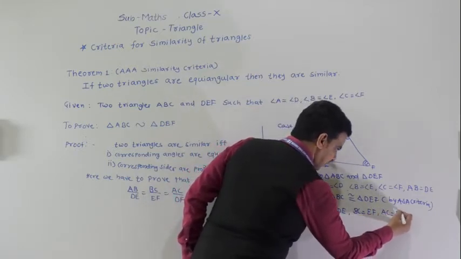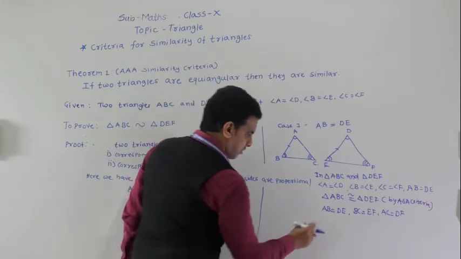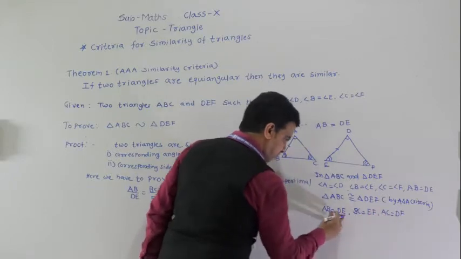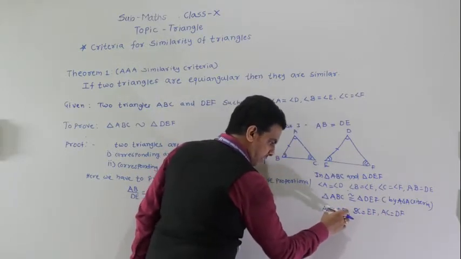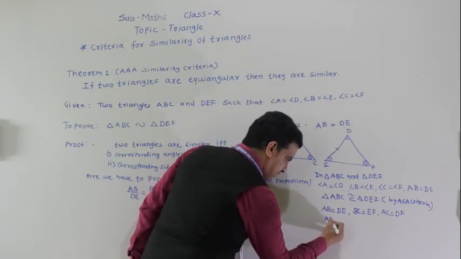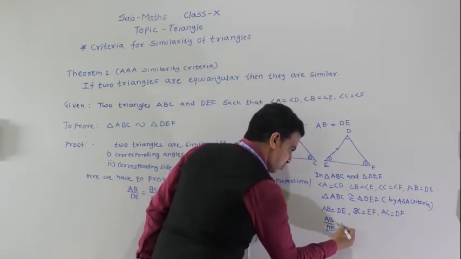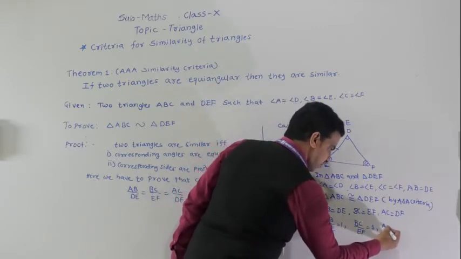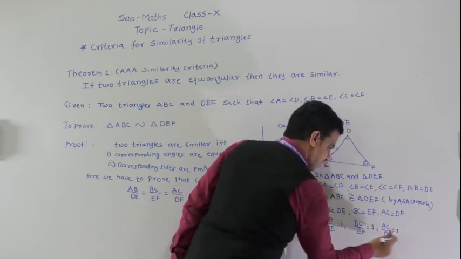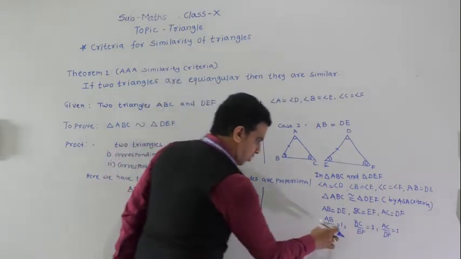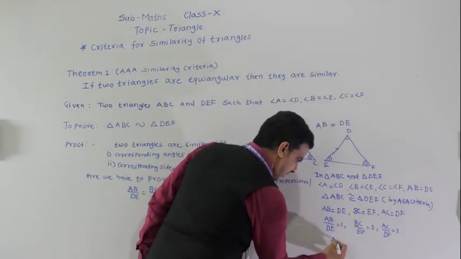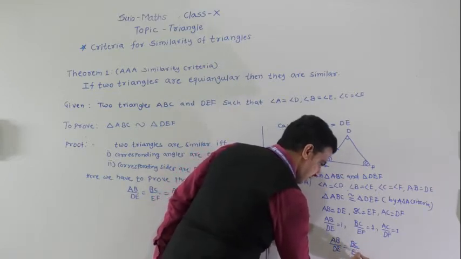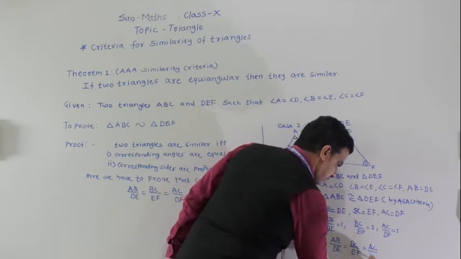and AC is equal to DF. Now if these are equal, the AB by DE ratio is equal to 1, BC by EF ratio is equal to 1, because if we divide both sides by DE, then we will get AB by DE is equal to 1, BC by EF is equal to 1, and AC by DF is equal to 1. All the ratios are equal to 1, which means all the ratios are equal, means AB by DE is equal to BC by EF is equal to AC by DF.